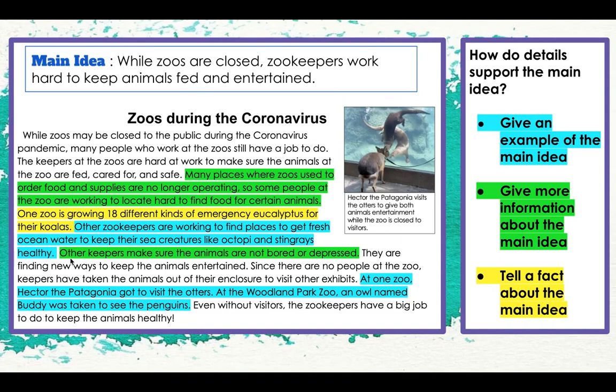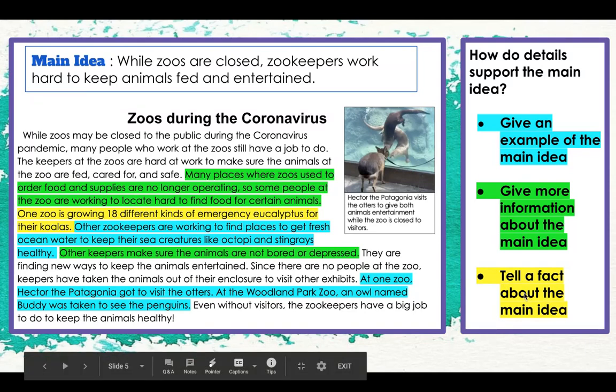This other fact down here, this other detail, other keepers make sure the animals are not bored or depressed. They're telling me more about how the zookeepers are working to keep animals entertained and what might happen if they didn't do that work. So they're explaining more information. They're elaborating, just like we always tell you to do in your writing.